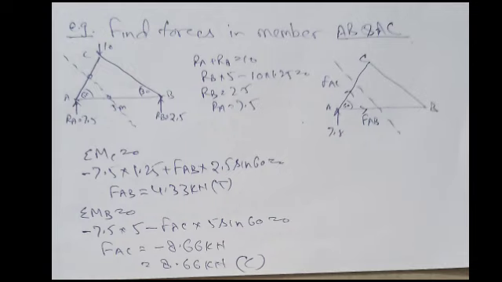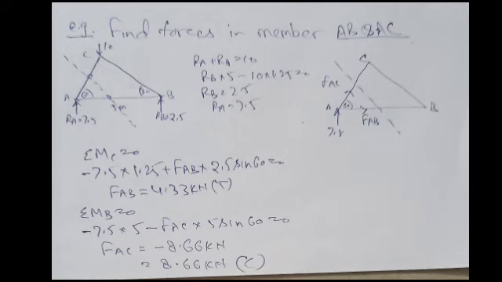So the moment of FAC will be 0. FAB will try to rotate the body in the anti-clockwise direction. So the moment will be FAB into the perpendicular distance, which is 2.5 sine 60. So FAB into 2.5 sine 60. Now 7.5 will try to rotate the body in the clockwise direction, so its moment will be negative. So minus 7.5 into this perpendicular distance, 1.25, equal to 0. So in this way we have calculated that FAB, the force in member AB, is 4.33 kilonewton tensile.